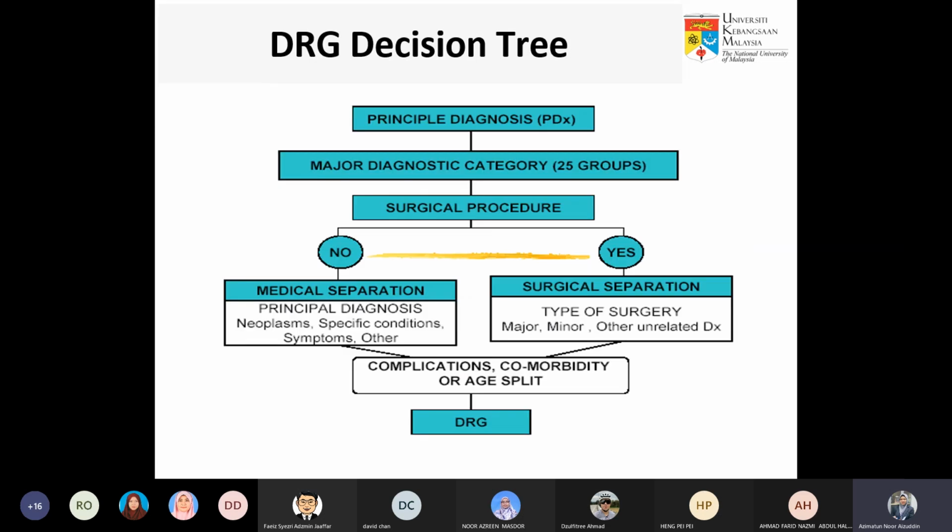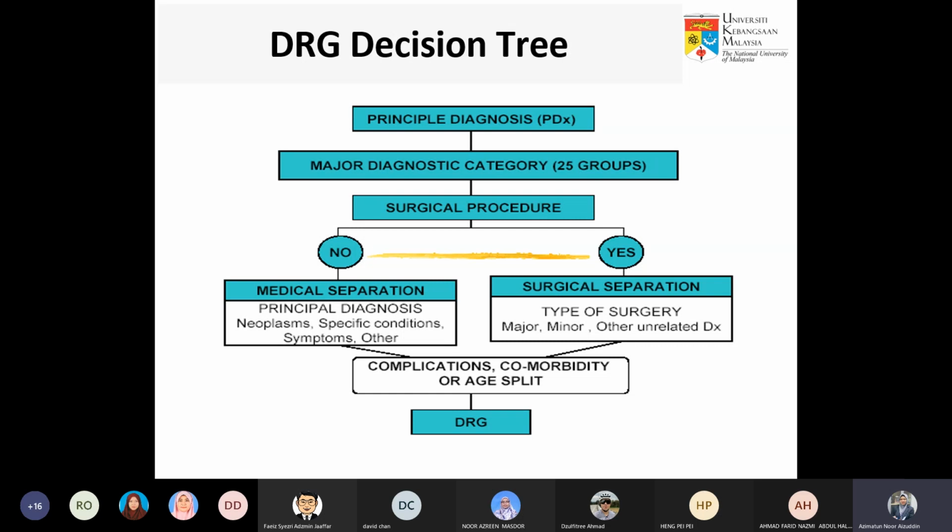Okay, DRG tree, decision tree. Di sini saya bagi example bagaimana kita come up with the principal diagnosis, pergi kepada major diagnostic category, iaitu kepada 25 group sahaja. Kemudian kita tengok pula sama ada patient itu melalui surgical procedure ke tidak. Kalau tidak, mungkin kita stick kepada dia punya principal diagnosis sahaja.